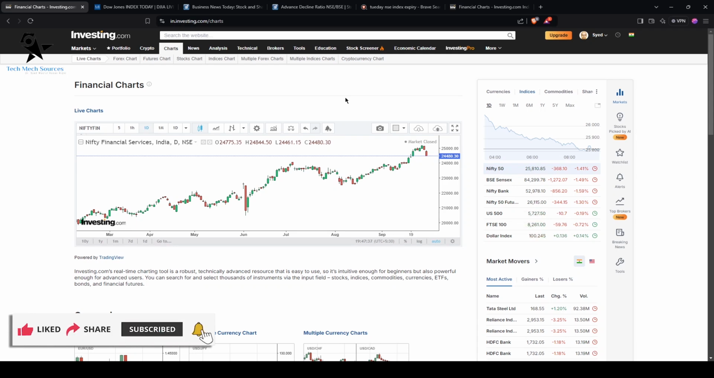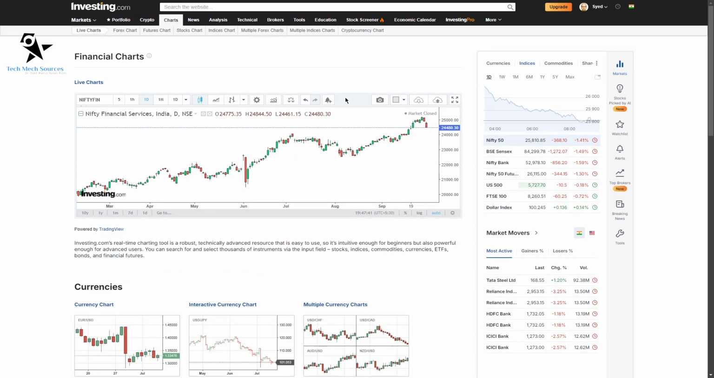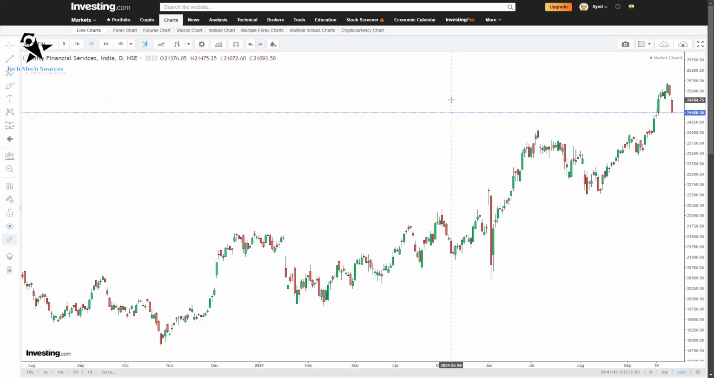I am here to talk about the Nifty Financial Services, which has its expiry tomorrow. So you can see the chart here, and I have the daily chart in front of me. You can see how this candle went down today after taking an all-time high. Well, it was an all-time high, as I can see.